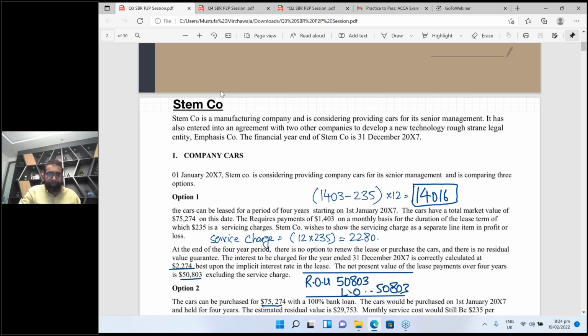Now, the name of the question is STEM company. I would say that the majority of things related to this question are basics, like FR level, F7 level.